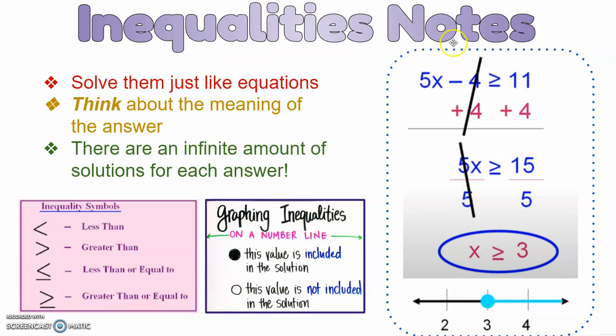So we have this little reminder slide for you right here. Inequalities, we solve them like equations, but the meaning is different. You have to always think about the answer. And when you think about it, there are an infinite amount of solutions. That's mind-boggling. So that's why we have to represent the answer on a number line with an arrow in the direction of all of our values for x. So this concludes our notes on inequalities.